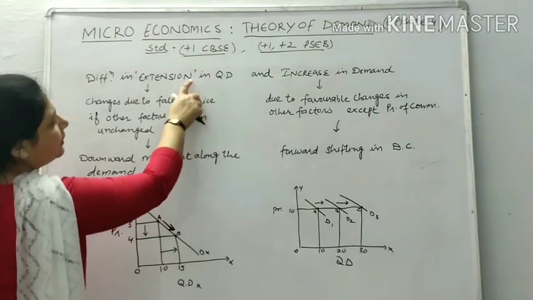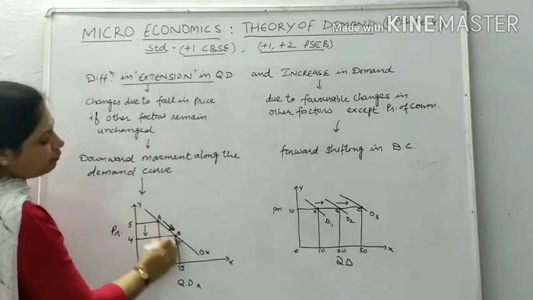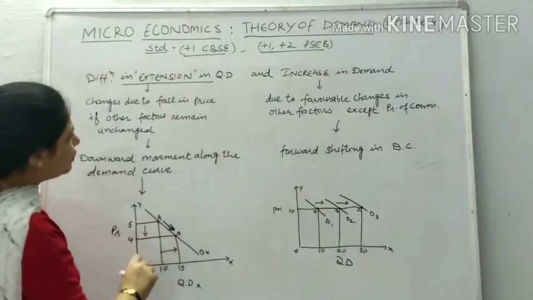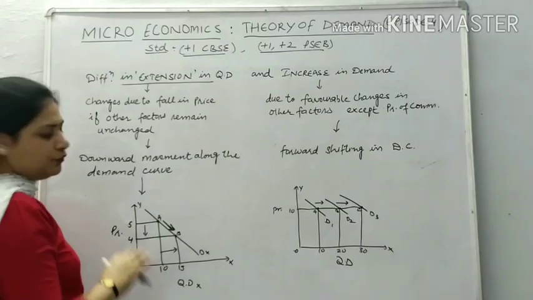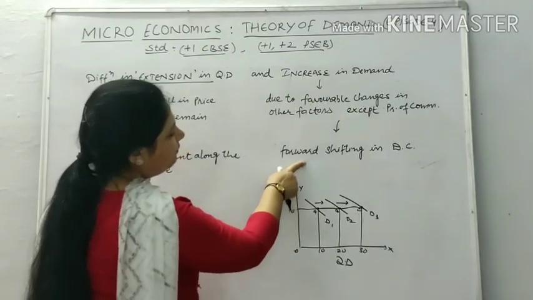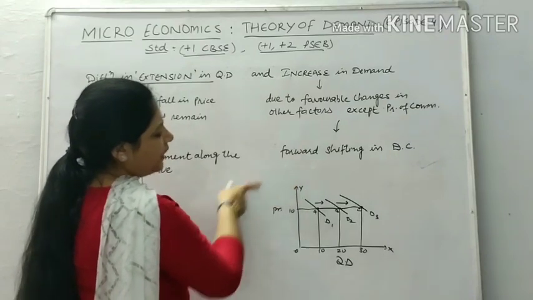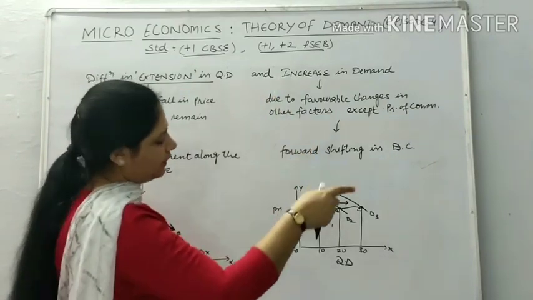Here we have taken this topic, extension in demand. A downward movement along the demand curve shows extension in demand. Okay students, I hope you get the idea. Now I am moving forward to shifting, which shows increase in demand.